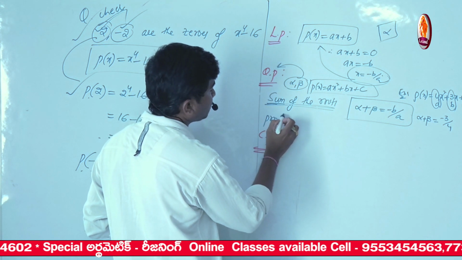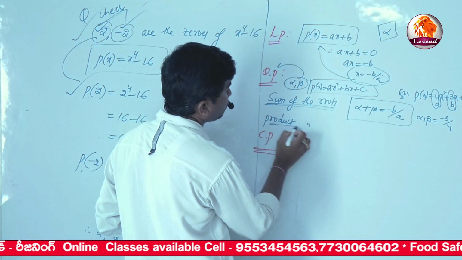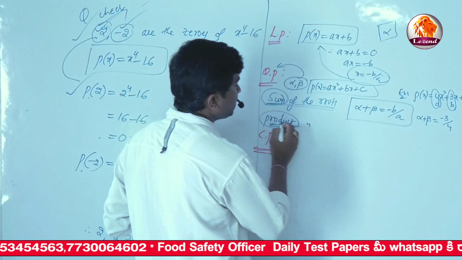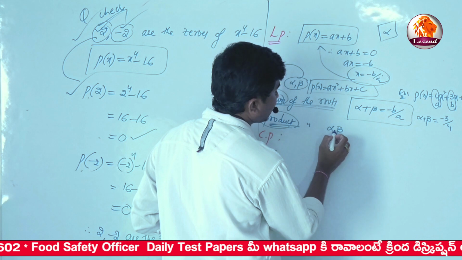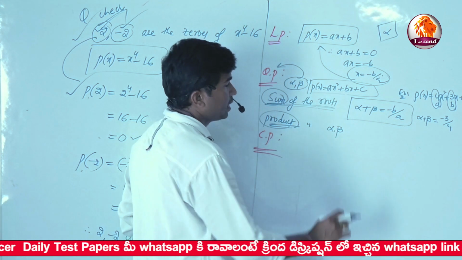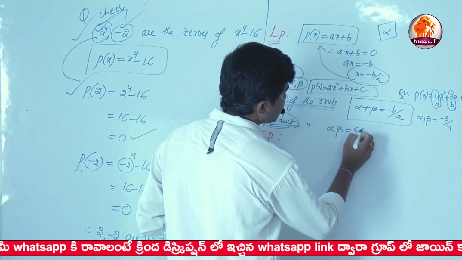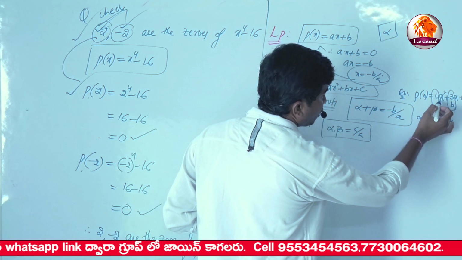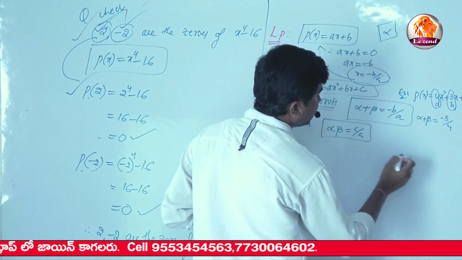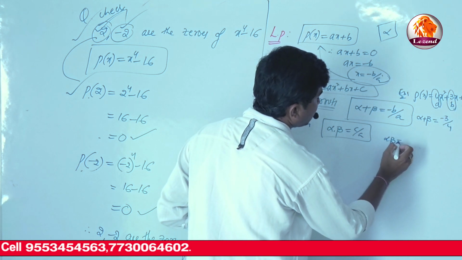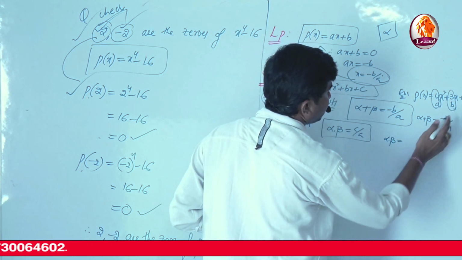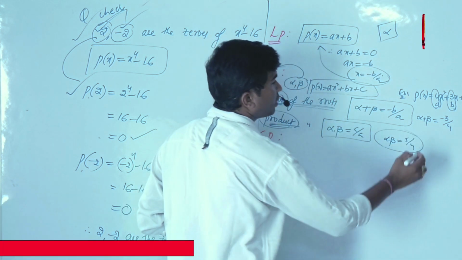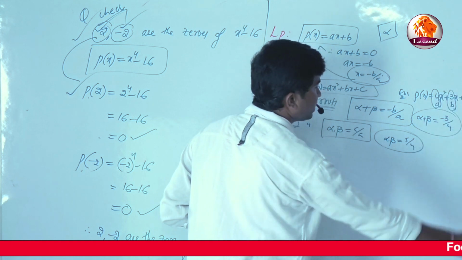Now the product of the roots. Product means alpha into beta, multiplication. Alpha into beta is equal to c by a. In the example, a value is 4, b value is 3, c value is 5. So alpha into beta is equal to c by a, the c value is 5 and the a value is 4, so alpha into beta is equal to 5 by 4. Alpha plus beta is equal to minus 3 by 4.